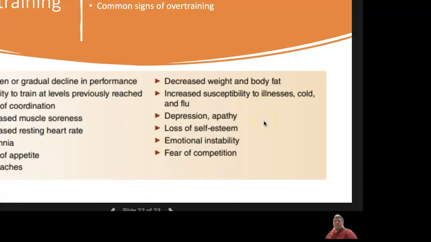You do have to be careful of overtraining, and we go over that in great detail in Exercise Phys. But the thing you're going to see most often is when athletes are working hard all the time, and their performance just all of a sudden tanks.